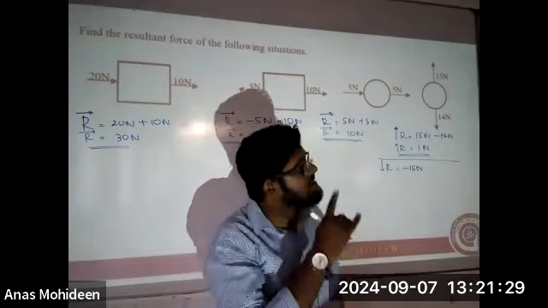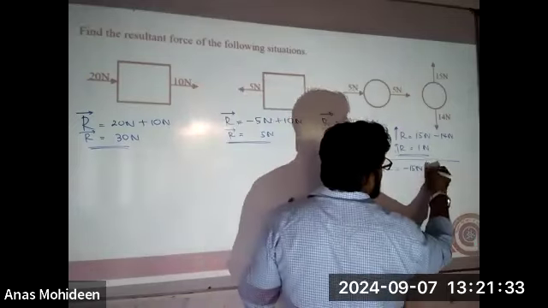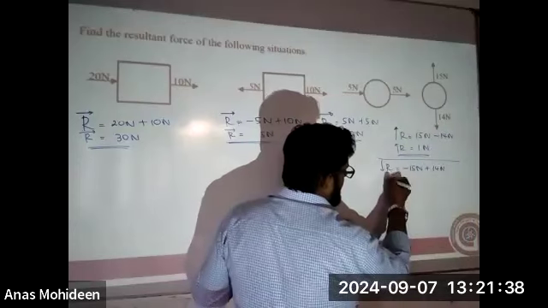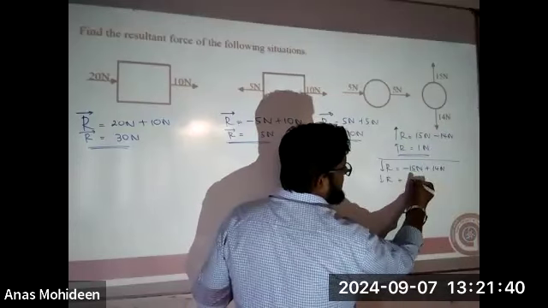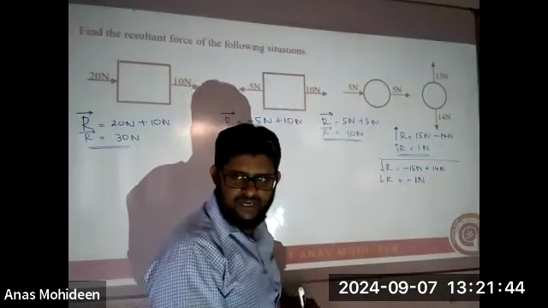15 Newton is acting upward, so it should be the opposite direction, minus 15. And then 40 Newton should be plus as it is in the same direction. How much is it now? Resultant downward is minus 1 Newton, correct?